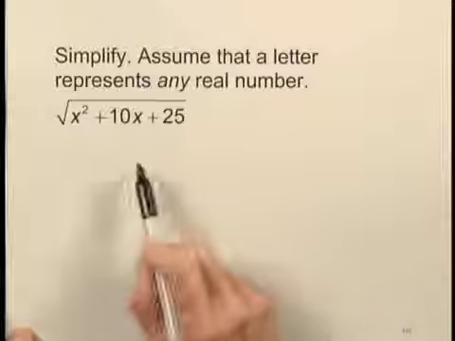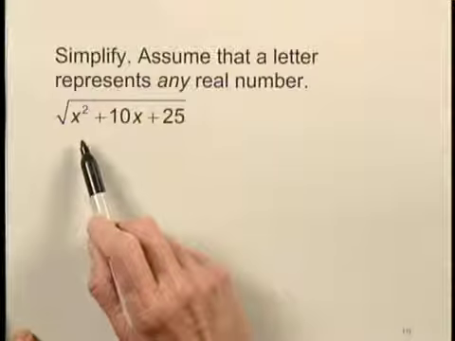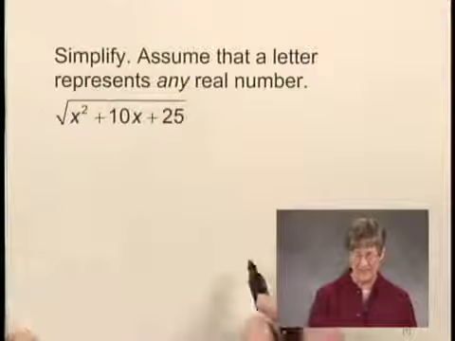We'll simplify a square root. We will simplify and assume that a letter represents any real number, and the square root that we're looking at is the square root of x squared plus 10x plus 25.